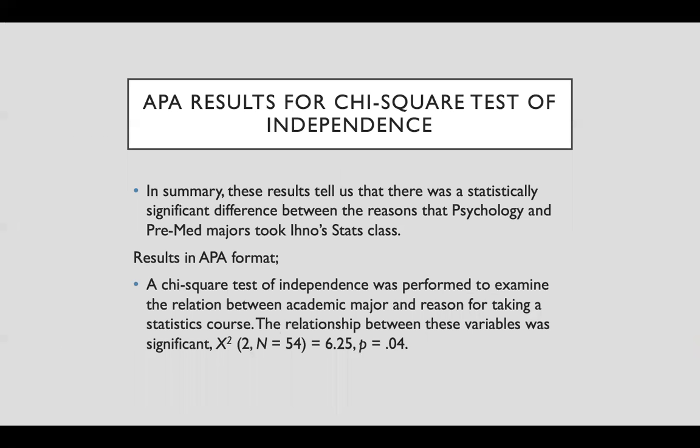So this is how you would write up the results in APA formatting. As always, you want to talk about what test we used: chi-square test of independence, and why we did it. We did it to examine the relation between academic major and the reason for taking a statistics course. And then we want to say if it's significant or not, and then say the results. So the relationship between these variables was significant: chi-square, the degrees of freedom, the n value, the chi-square statistic, and then the p-value. I usually go to 3 decimals.